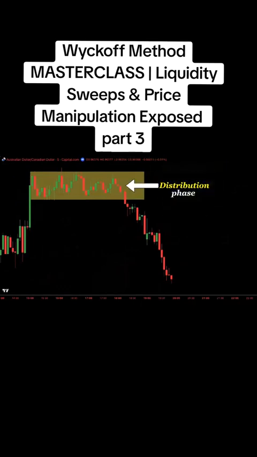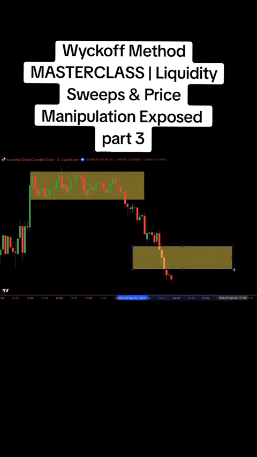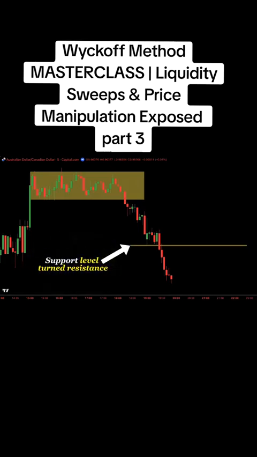Now look at another chart example. During the markdown phase, the market exits the distribution phase and starts trending down. In this scenario, you first identify the end of the impulsive move and the beginning of a retracement, then you draw the support level. Next, you wait for the market to make another impulsive move and break below this support level. Once the level is broken, it becomes resistance.